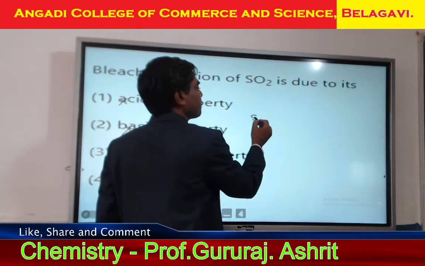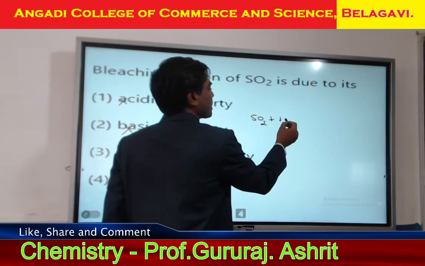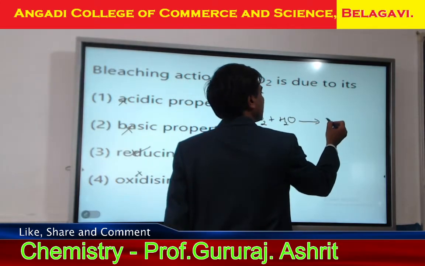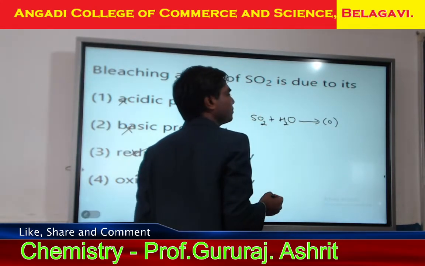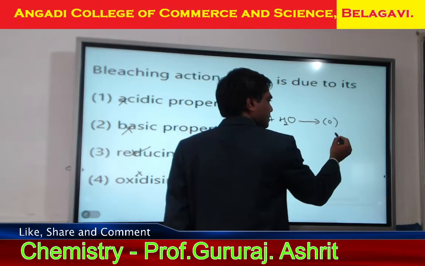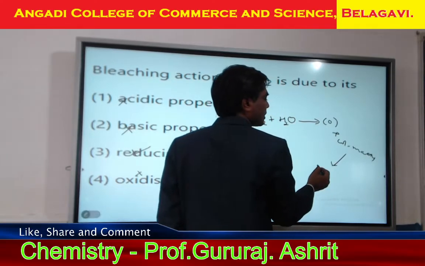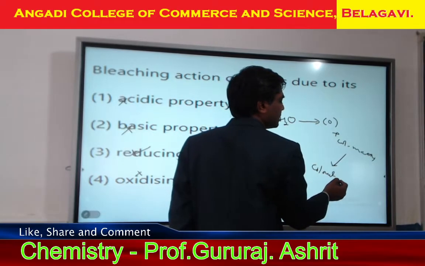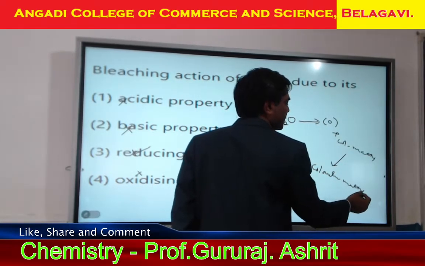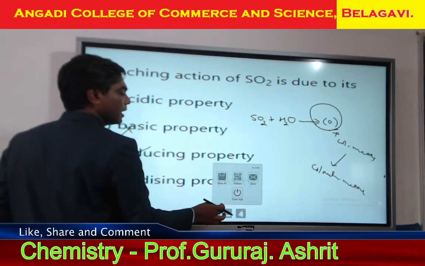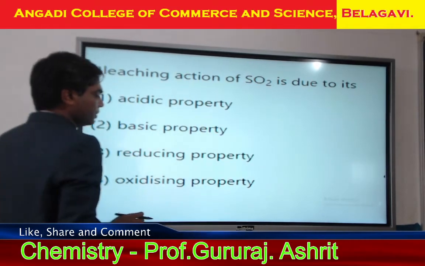By reducing power only we can identify the SO2. How? See, SO2 plus H2O, it gives nascent oxygen from this one. And when this nascent oxygen reacts with the colored matter, you will get a colorless matter, hence it shows that it is the best bleaching agent. So the main thing is reducing property and nascent oxygen.